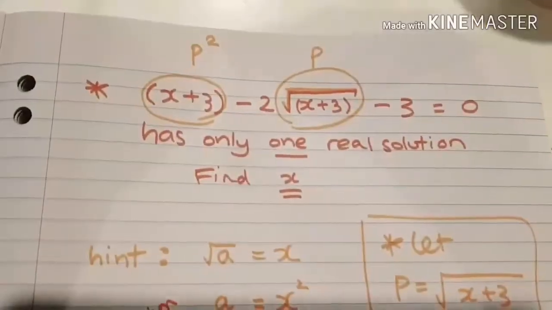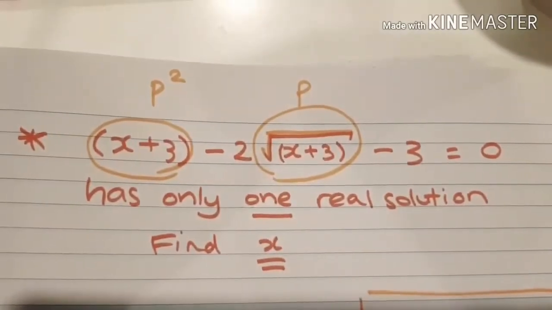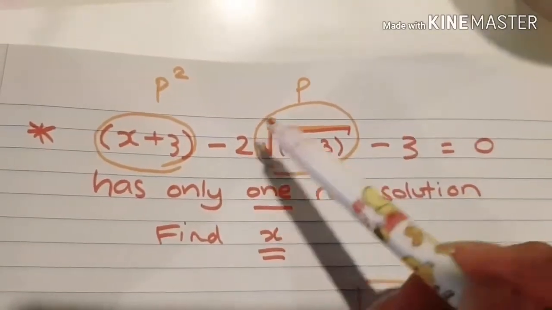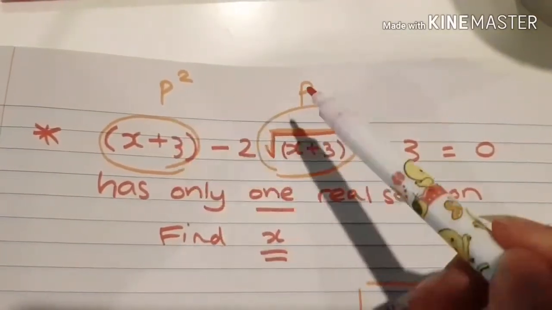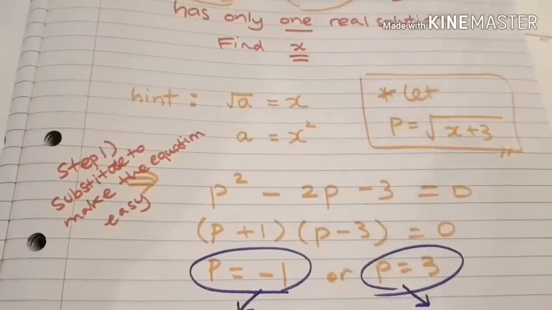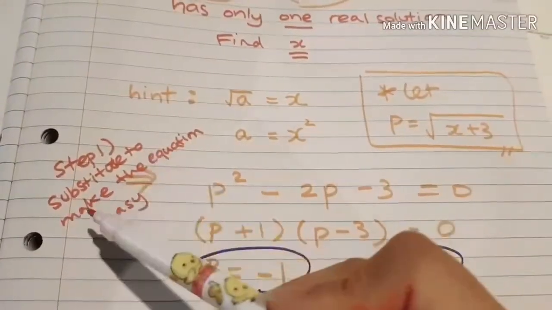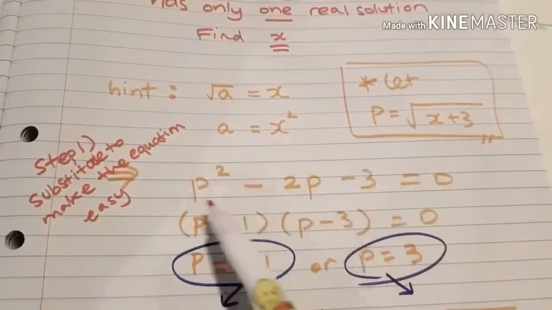Okay, so if I sum up, if this is the equation, what is the first thing that you need to do? I'm going to substitute those values into another letter. It could be K, A, whatever. Step 1, substitute to make the equation easy. Here you go, I made the equation simpler.